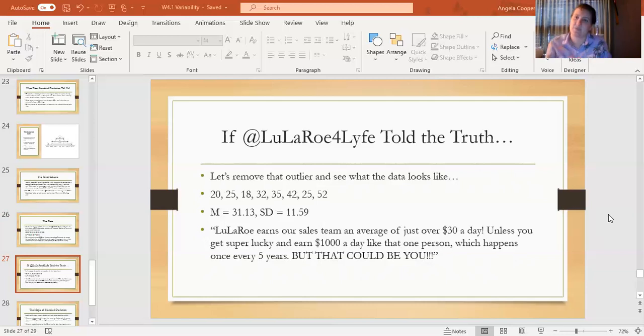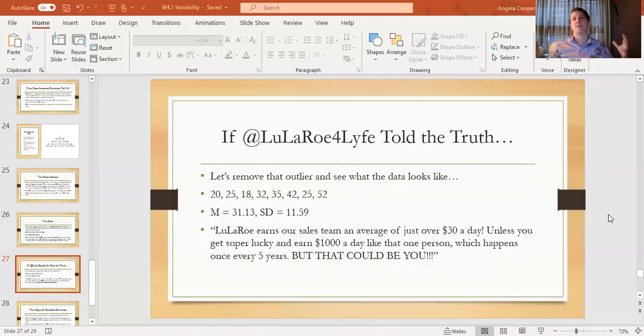That's not as sexy of a sales pitch to say you can earn just over 30 bucks a day if you take responsibility for all this product that we've unloaded on you, make sure that you sell it. Otherwise, you're being held financially responsible for it, but you can earn over 30 bucks a day. But also notice that when we removed that $1,000 person, the standard deviation is sliced from 323 something to 11.59, just under 12.